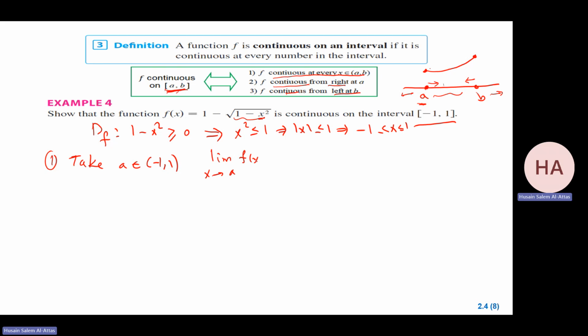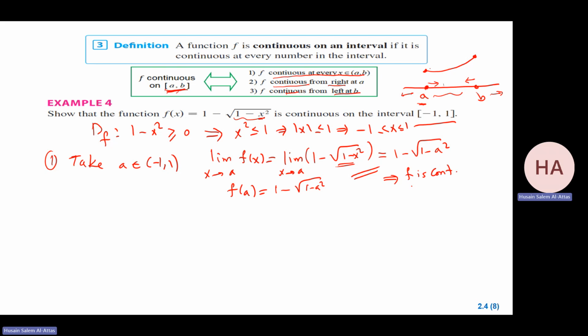As x goes to a for f of x, it will be the limit. Since a is the value where this square root is defined, just substitute: 1 minus the square root of 1 minus a squared. What is f at a? It will be the same. Just substitute, nothing to worry about. So they are equal. So f is continuous at any x equal a which belongs to the open interval.